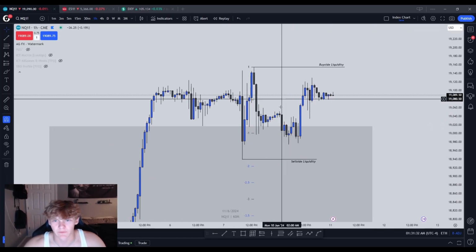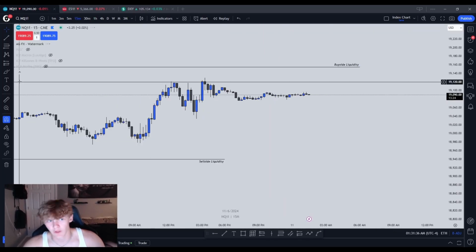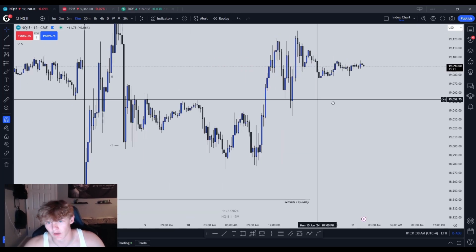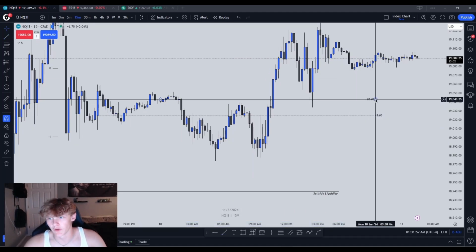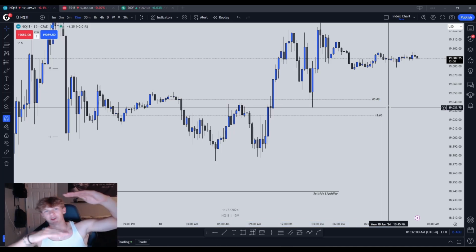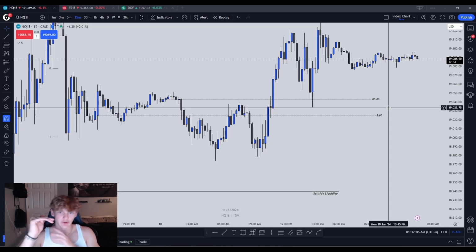We started the day over here, choppy. We were moving down slow. It was choppy though. First thing we do in the morning, check the Asian open, check midnight open. So general rule of thumb, if midnight open is higher than 1800 open, you want to be bearish. If it's lower than 1800 open, you're looking bullish.